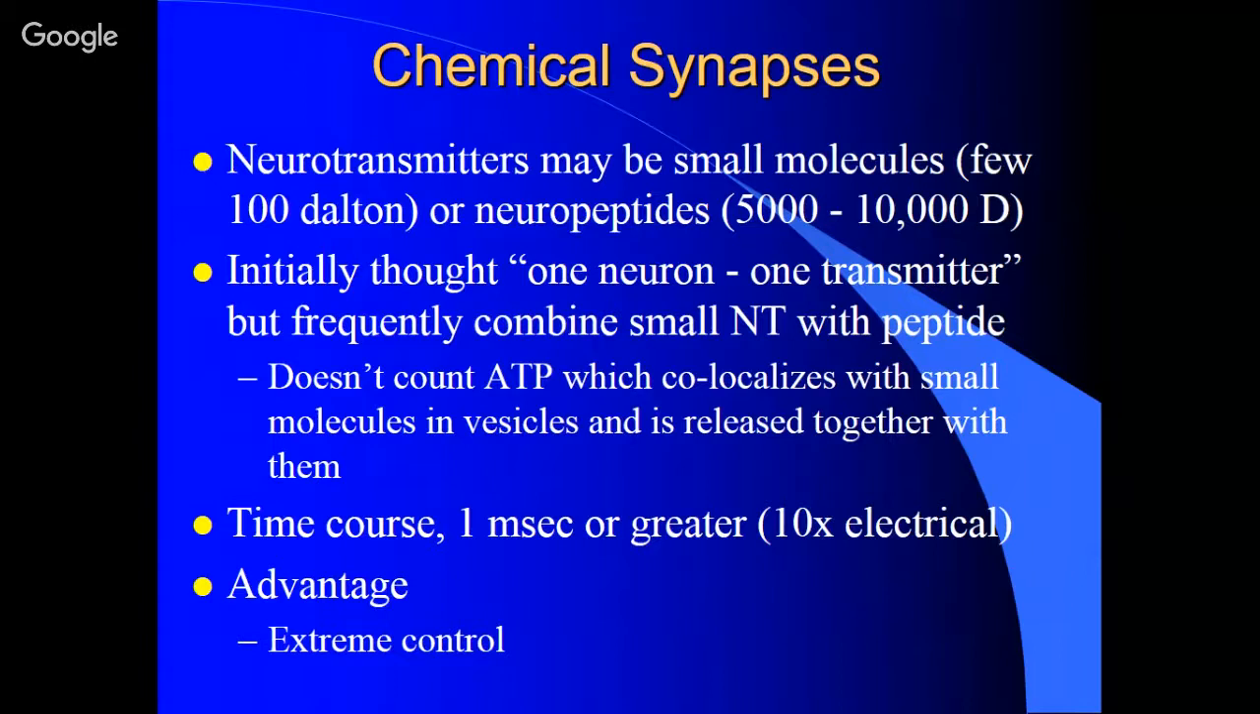The time course of a chemical synapse, okay, is about 1 millisecond. And if you remember, the electrical synapse was 1/10 of a millisecond. So these are slower, and a millisecond may seem fast, but it's slow compared to the gap junction.